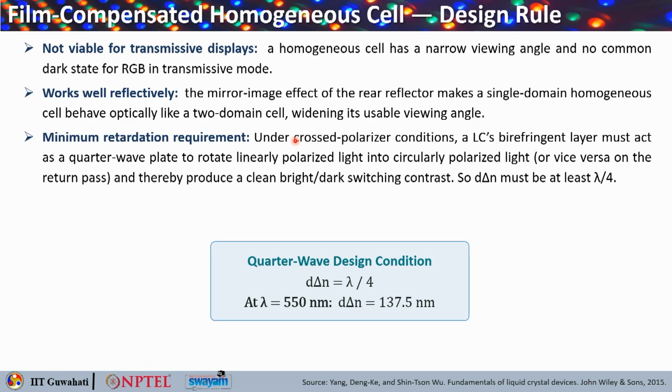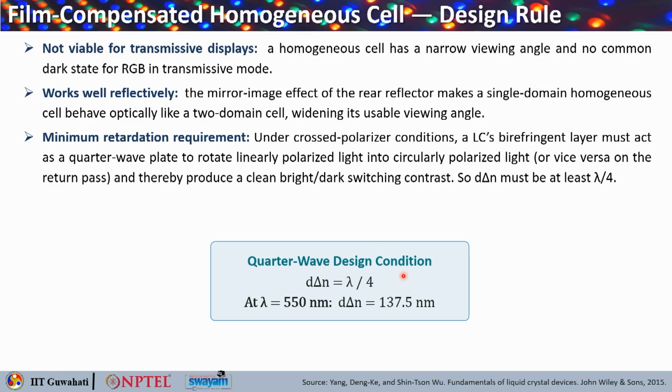And the third thing that I was discussing is the minimum retardation requirement. So, under the crossed polarizer conditions, a liquid crystal's birefringent layer must act as a quarter wave plate to convert linearly polarized light into circularly polarized light, or vice versa on the return pass, and therefore that could produce a clean dark bright switching contrast, or you can say bright dark switching contrast. So, what you understand is that d delta n must be at least equal to lambda by 4.